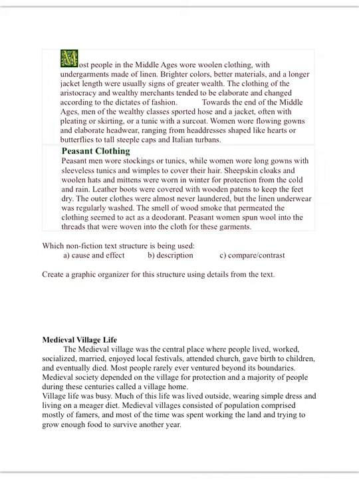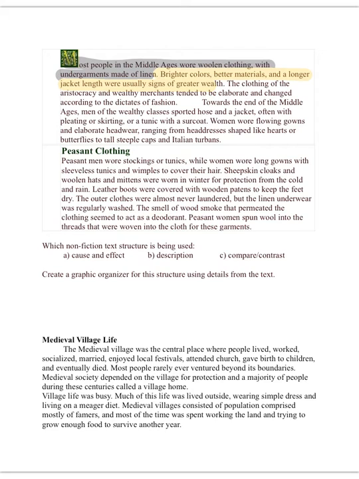Since this article is broken into two distinct paragraphs, it's pretty easy to see what structure is being used. So the first thing we're looking at is, while most people in the Middle Ages wore woolen clothing and undergarments of linen, the next part is all about what the wealthy people wore. Brighter colors, better materials, longer jackets, signs of wealth.